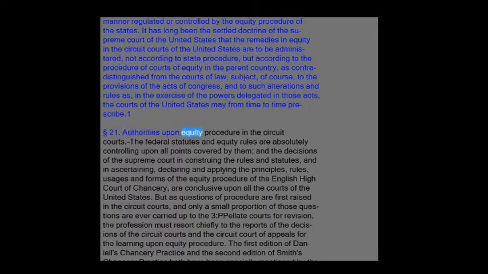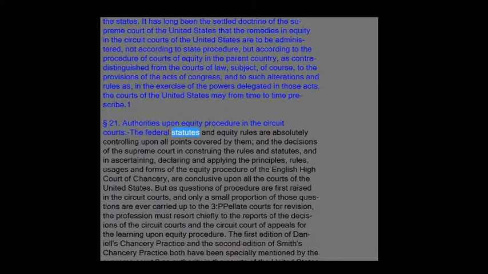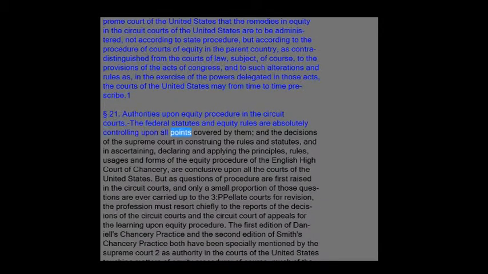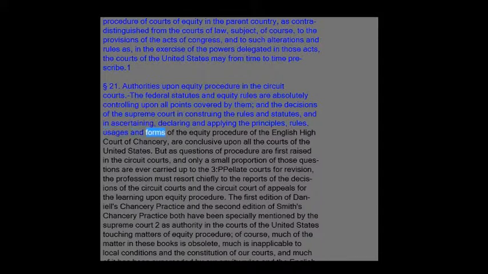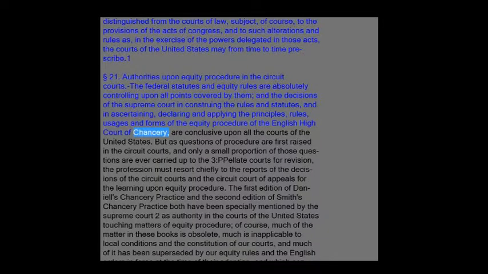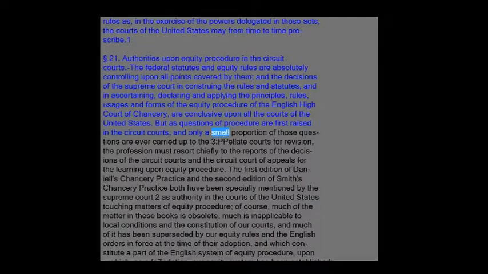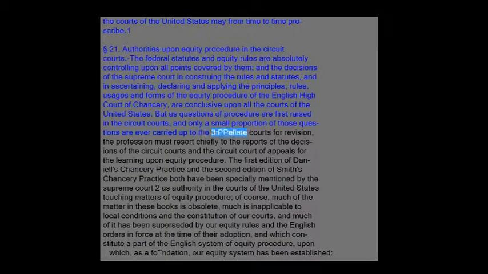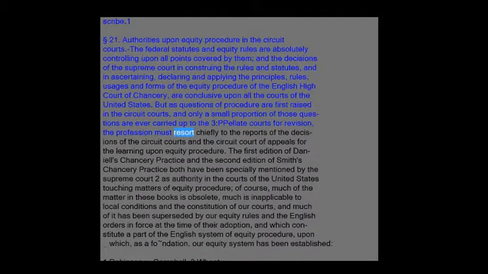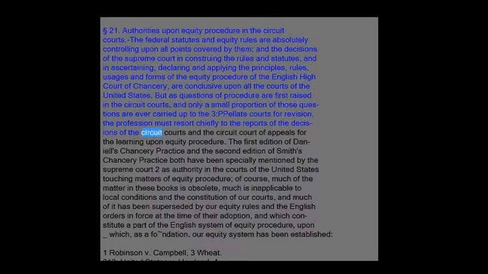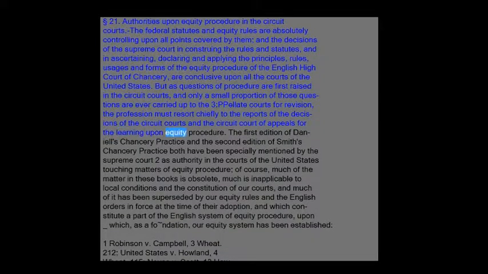21. Authorities upon equity procedure in the circuit courts. The federal statutes and equity rules are absolutely controlling upon all points covered by them, and the decisions of the Supreme Court, in construing the rules and statutes, and in ascertaining, declaring, and applying the principles, rules, usages, and forms of the equity procedure of the English High Court of Chancery, are conclusive upon all the courts of the United States. But as questions of procedure are first raised in the circuit courts, and only a small proportion of those questions are ever carried up to the appellate courts for revision, the profession must resort chiefly to the reports of the decisions of the circuit courts and the Circuit Court of Appeals for the learning upon equity procedure.